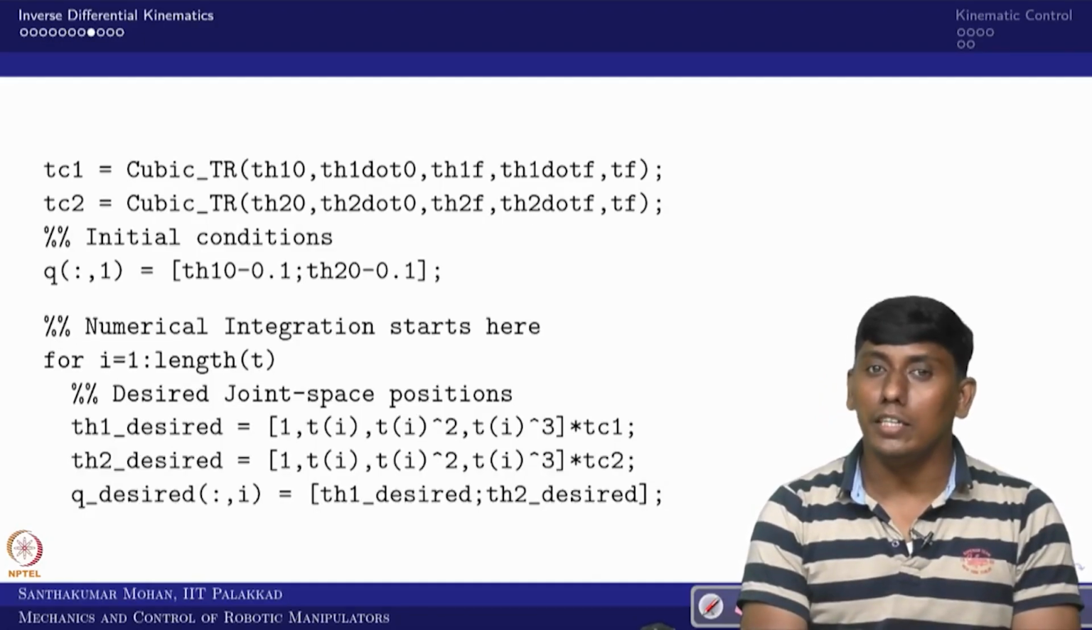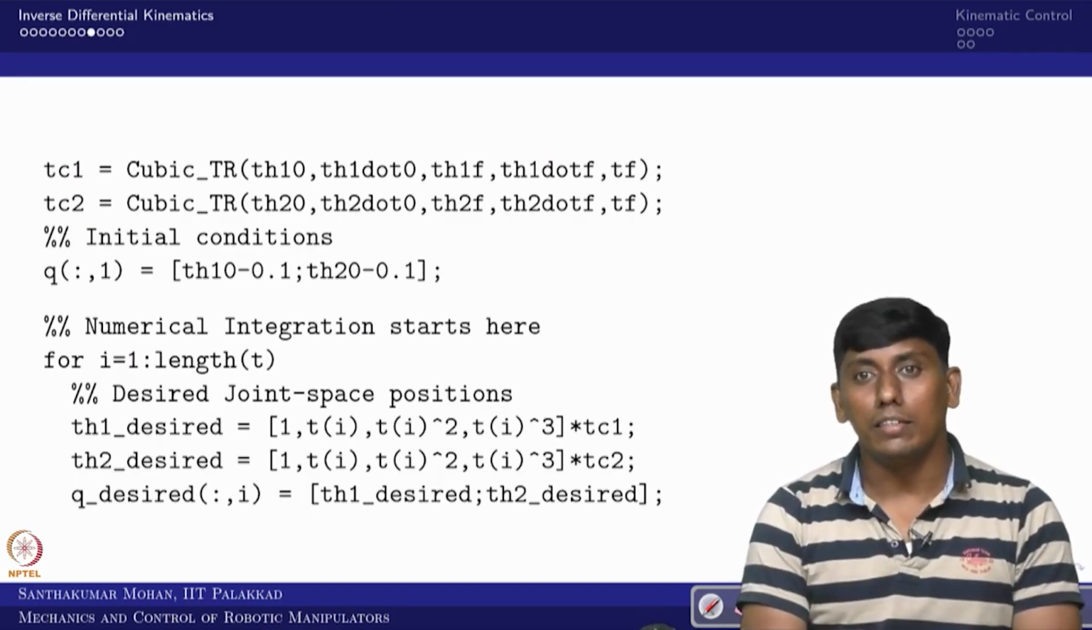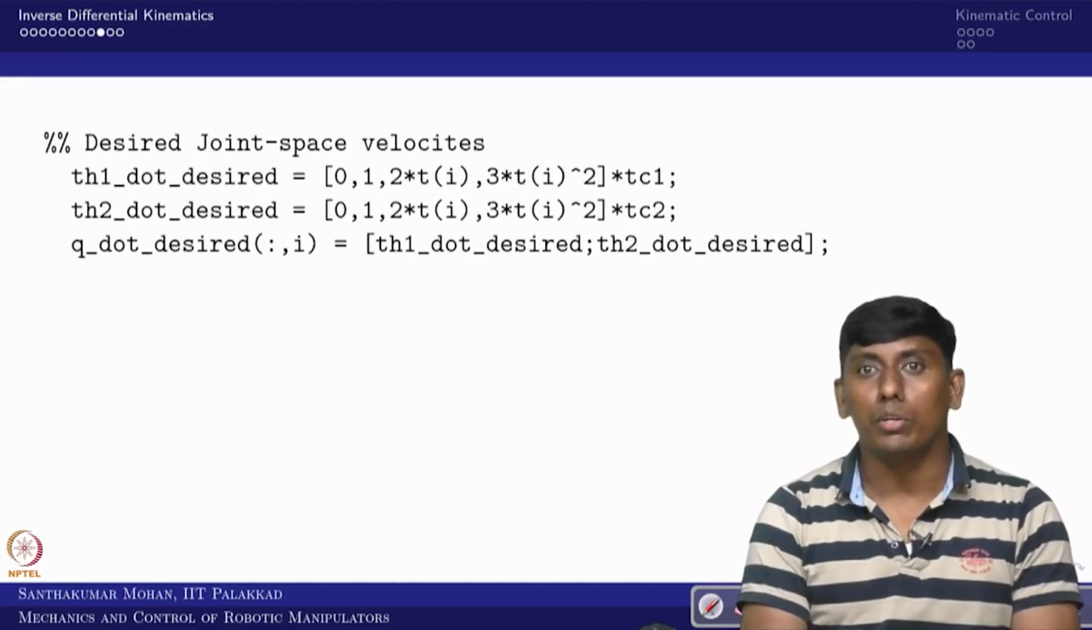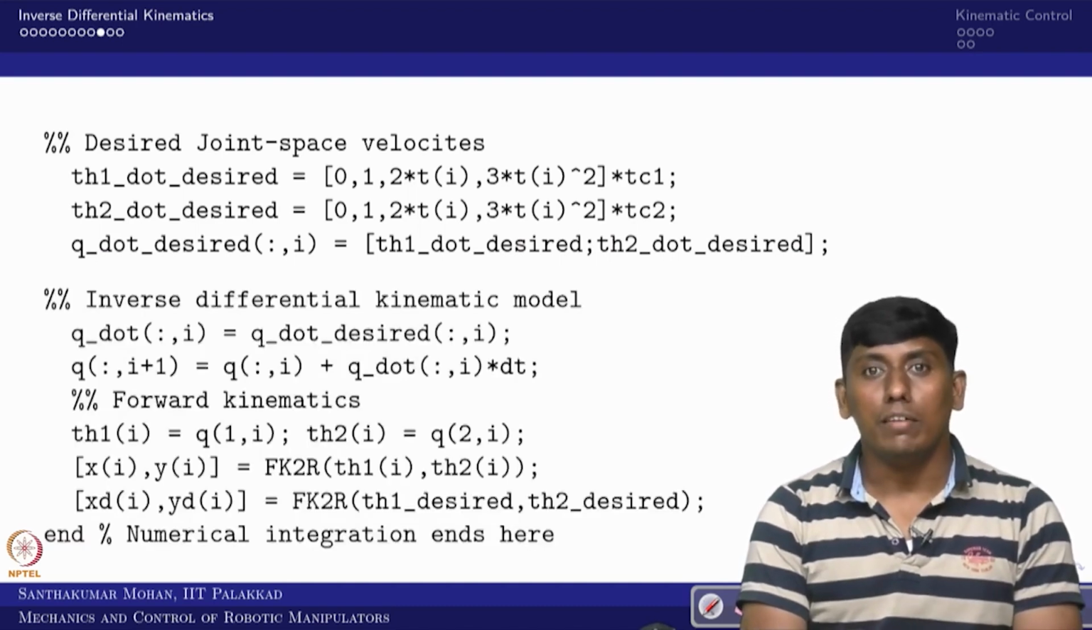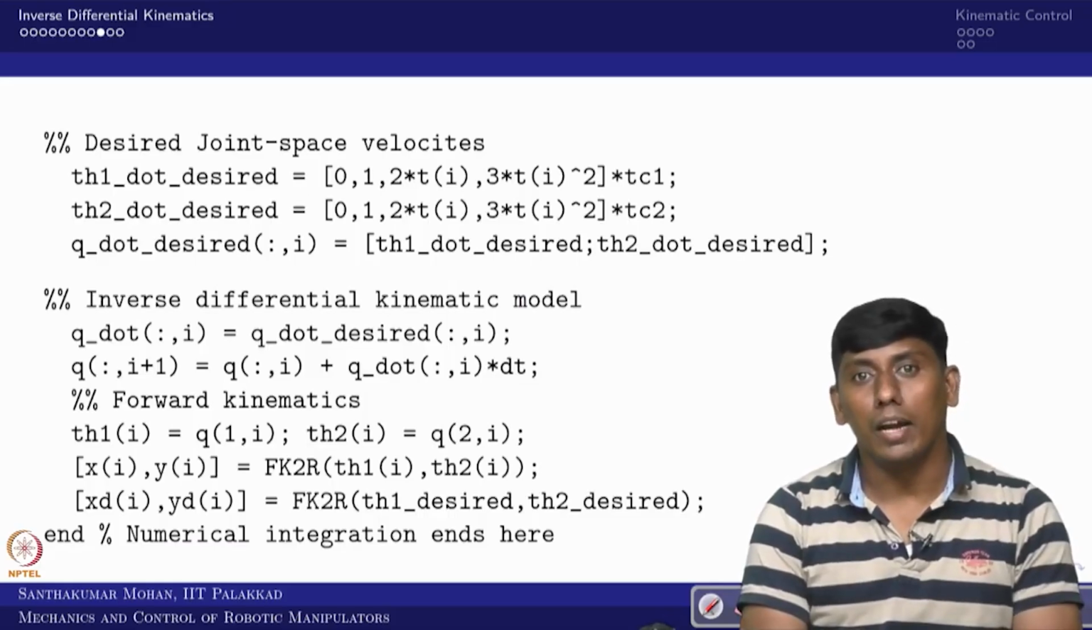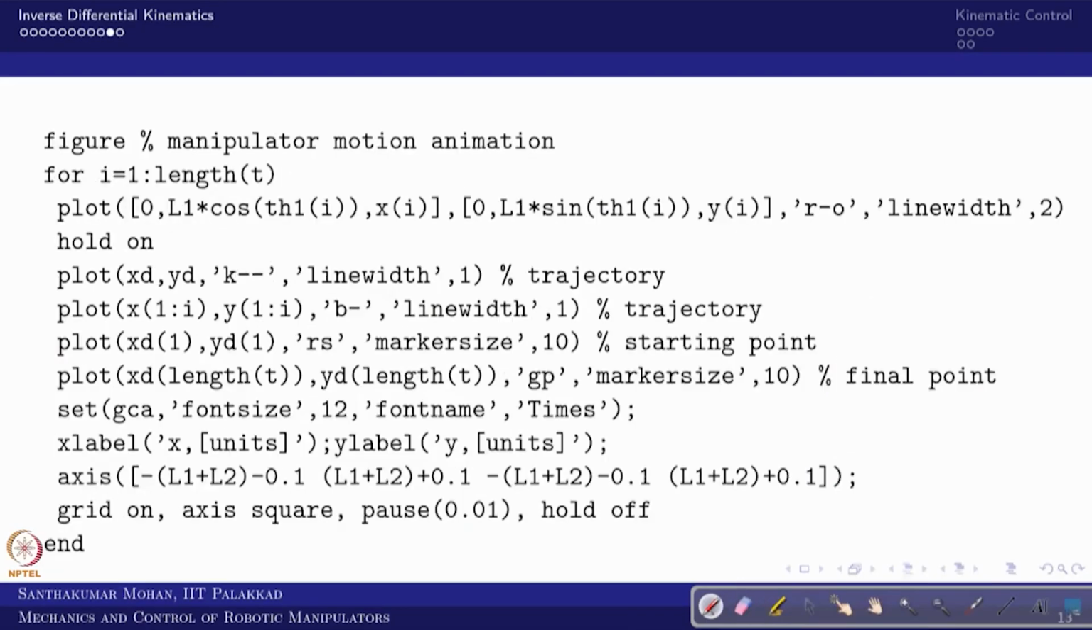There, first we define theta 1 of time, in the sense of the desired we are trying to do. So theta 1 desired and theta 2 desired we have taken in this form. Then we go with q dot desired, which we can also derive from here. So here there is no issue. Then we are doing the inverse differential kinematic model, where q dot follows q dot desired. Then we try to find the forward kinematic model, so that x desired and x we can find. Then we can plot it as a manipulator motion animation.